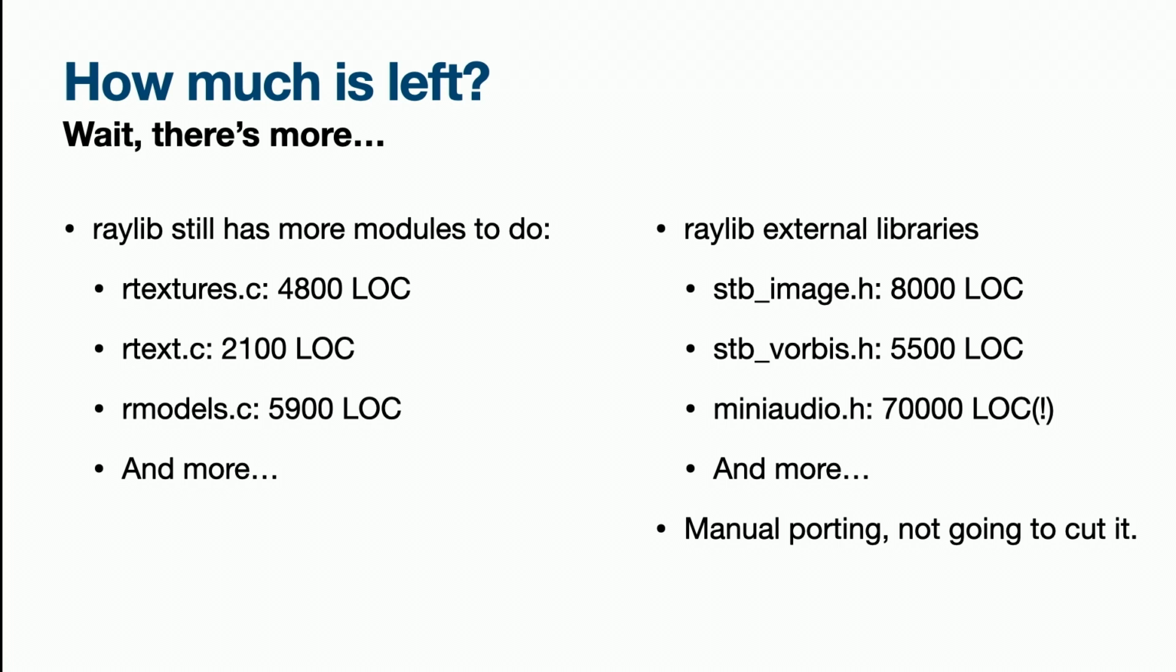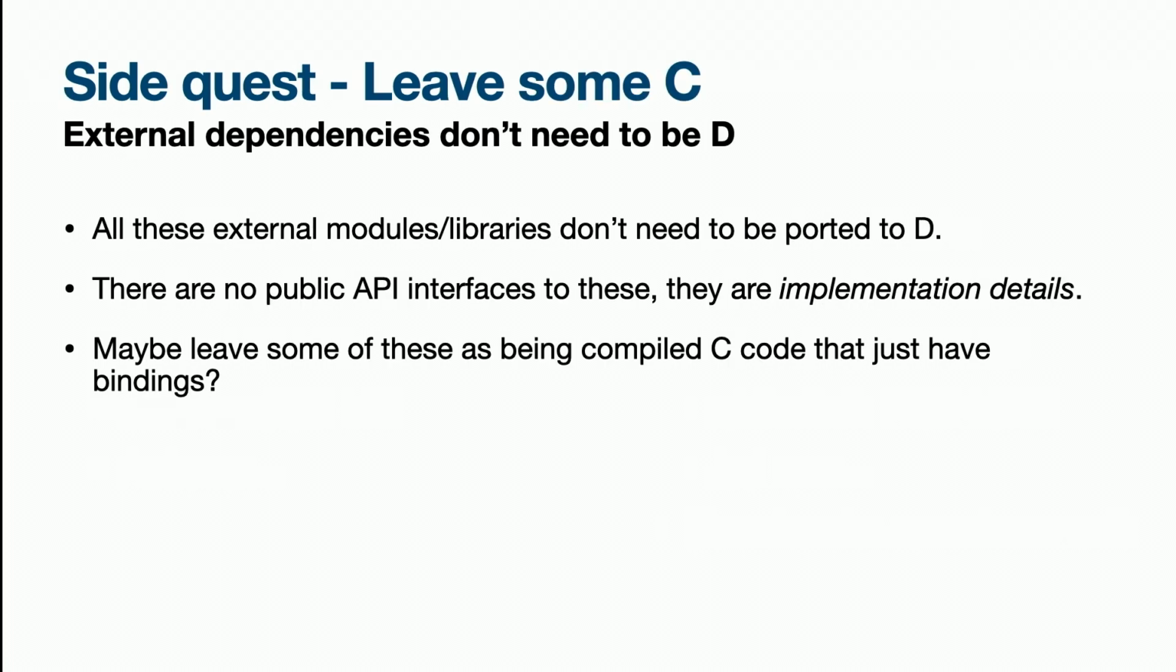So it became very clear that manual porting is not going to cut it. So we did a side quest here. Maybe we'll leave stuff compiled. Maybe it doesn't all have to be D, right? There's no public API to these. There's no exposure of glfw or STB image to the raylib API. They're just internal details. They're implementation details. So maybe we can just keep compiling that with C code.